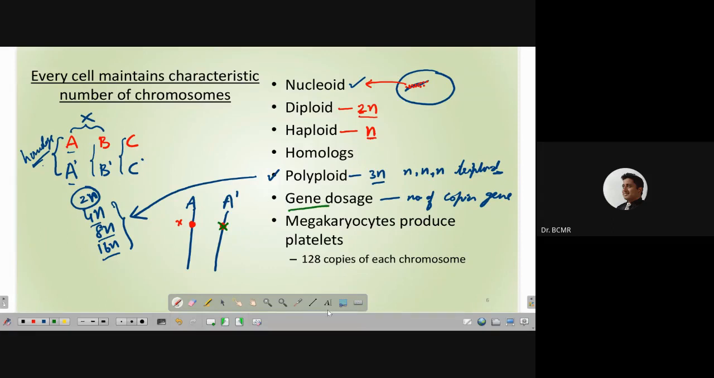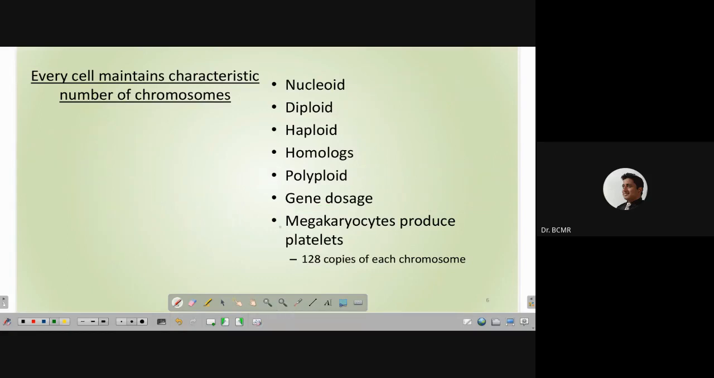And here we will discuss something about megakaryocytes. Those are blood cells which produce platelets.